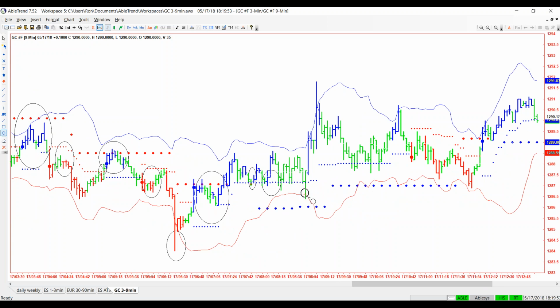But they would have been losing. This would have been a loser. We'd have lost a point because we'd have been stopped out. But that's the nice part. We only had a point and a half at risk.